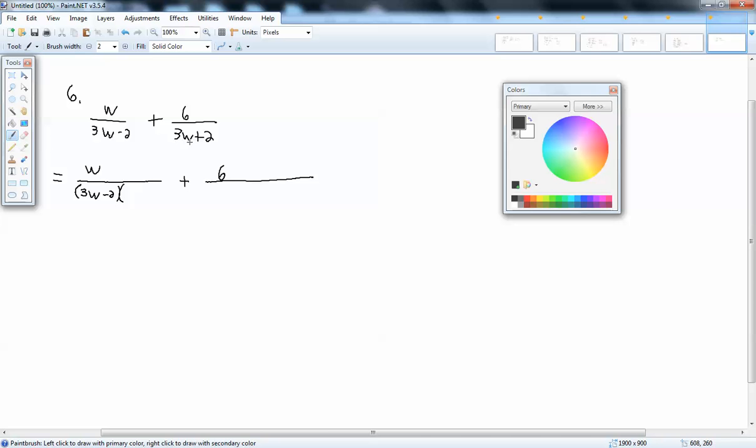Then I go to my next factor, the 3w plus 2, and I'm looking for the greatest number of 3w plus 2's in a single denominator. There's none here, there's 1 here, so the greatest number of 3w plus 2's in a single denominator is 1. So that's going to be our common denominator.